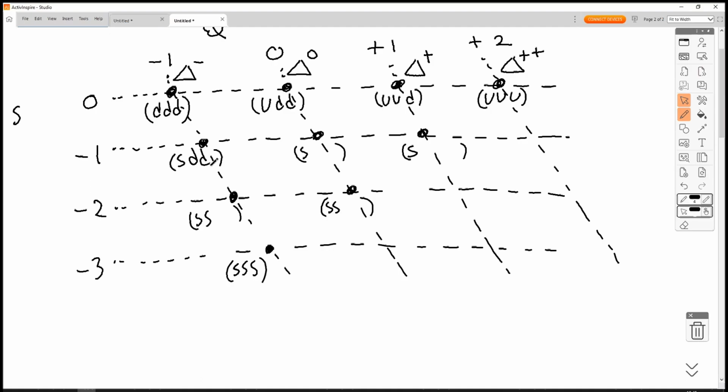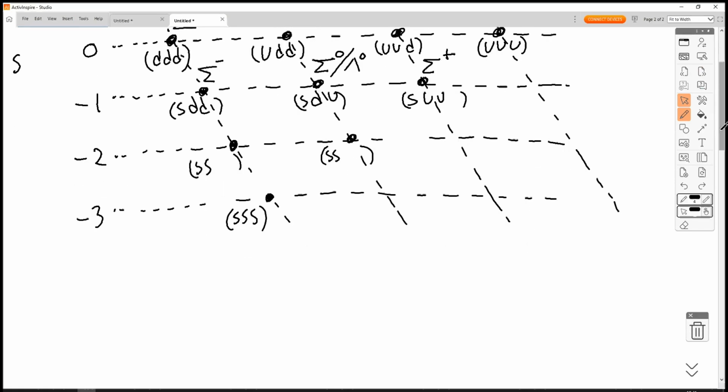Likewise here, you got 2 downs. One of the downs is a strange. So we're going to have one more down and one up. So that's S, D, U. And then over here, you've got 1 down, which is a strange, because strange is a down type, and then 2 up. So that's S, U, U. And these are called the sigma minus, the sigma naught, and the sigma plus. Another particle also has the same quark composition as a sigma naught, which is called the lambda naught. It's a capital lambda. So they have the same quark structure.